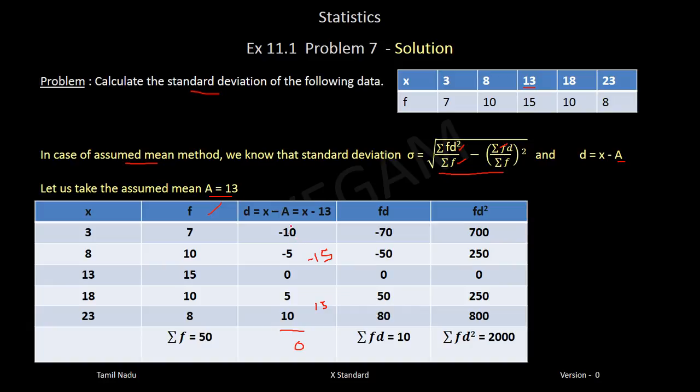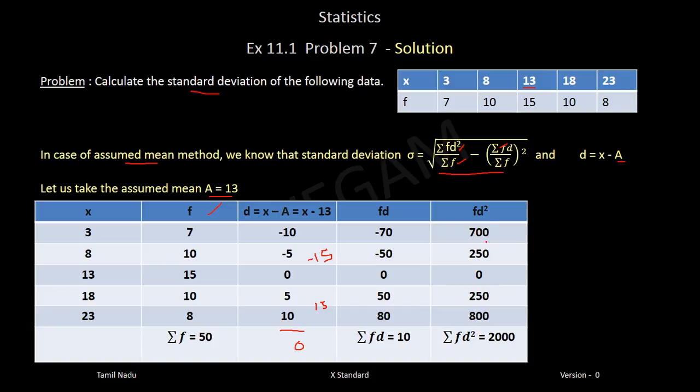The next one is fd square. So d square is 100. 100 into 7 is 700. That is what is written here. Minus 5 square is 25. 25 into 10 is 250. 0 square is 0, 0 into 15 is 0. Now 5 square we have already found, so it is 250. Minus 10 square is 100, 10 square is also 100. So 100 into 8 is 800.